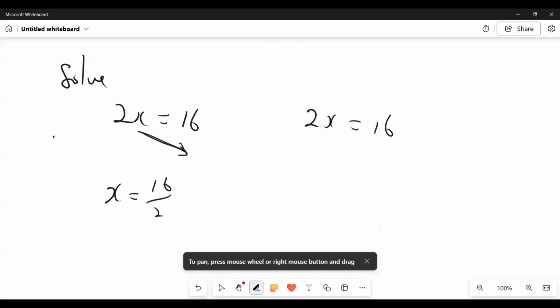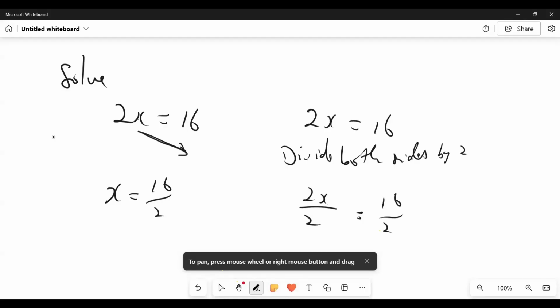And nothing wrong with you writing a statement, nothing wrong with saying divide both sides by 2, right? So you do this, 2x over 2 equal to 16 over 2. Therefore, you do a little thing here, and that implies that x equals 8, right?